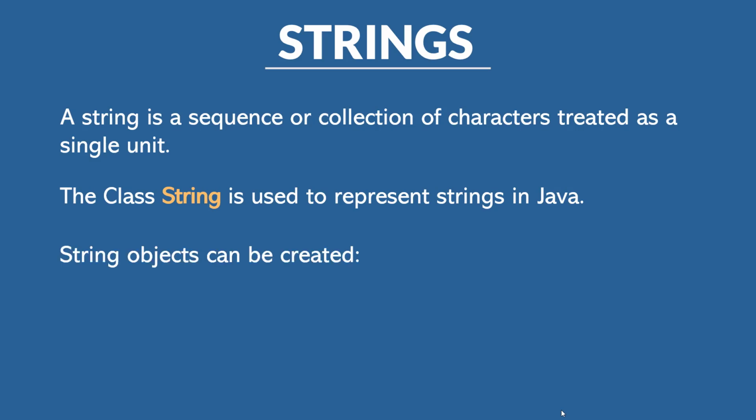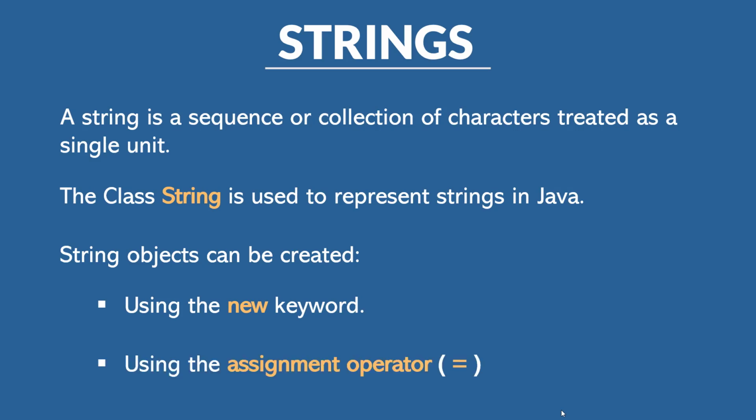Now, let's look at how string objects can be created. It can be done in two ways. Firstly, using the new keyword, and secondly, using the assignment operator. It will be interesting to look at how it can be done using each of the methods.